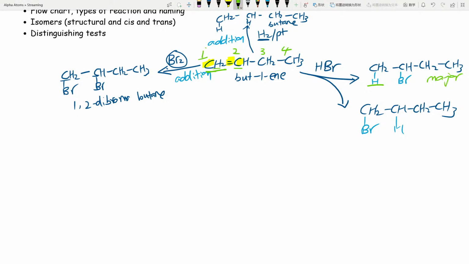and therefore you have a major product, and what's this thing called? This is 2-bromobutane, and this is going to be the minor product, which is going to be 1-bromobutane. Okay, so that's this side of the reaction. What type of reaction is this? This is again an addition reaction.